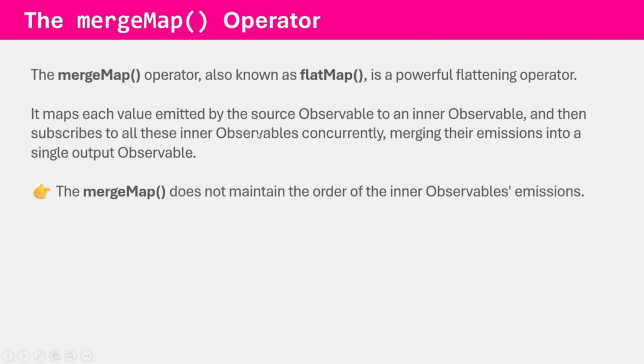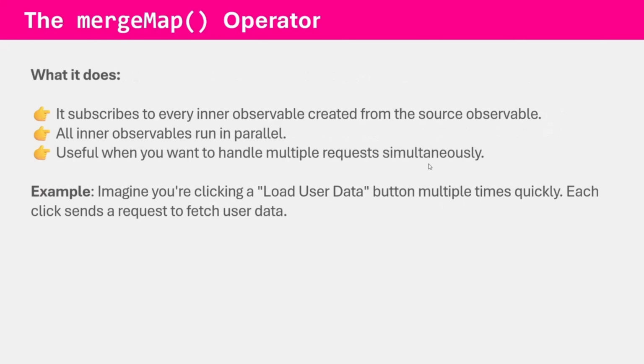But what you also need to remember about the mergeMap operator is it does not maintain the order of the inner observable emissions. So from the mergeMap, the data can be emitted in any order. So what mergeMap does is it subscribes to every inner observable created from the source observable. All inner observables run in parallel, and it is useful when you want to handle multiple requests simultaneously.